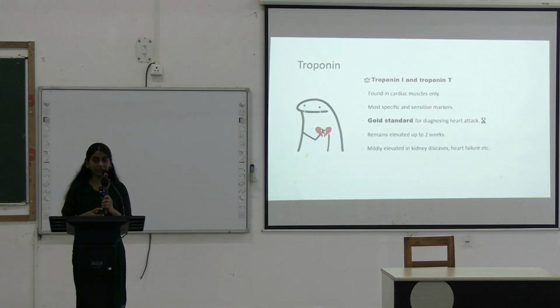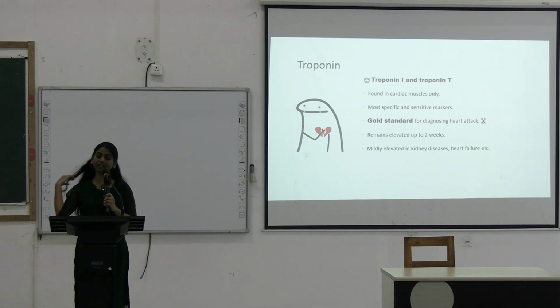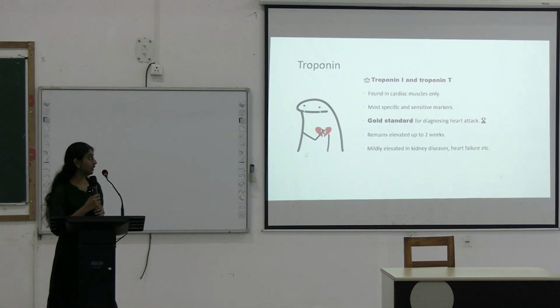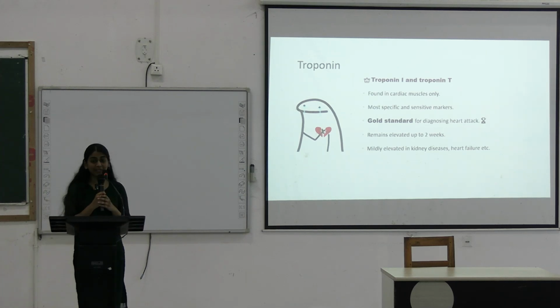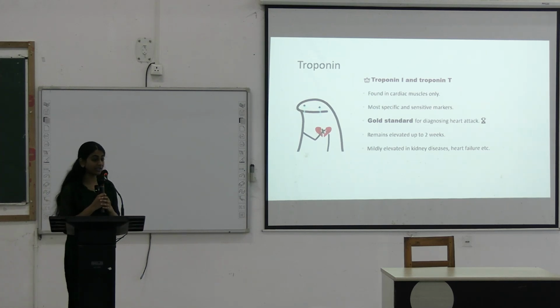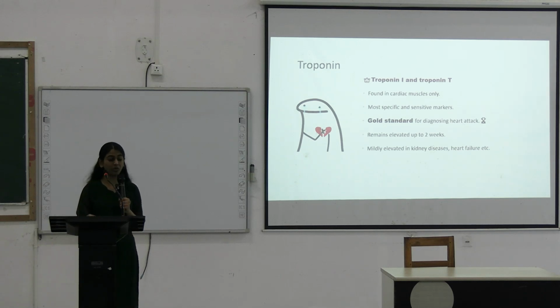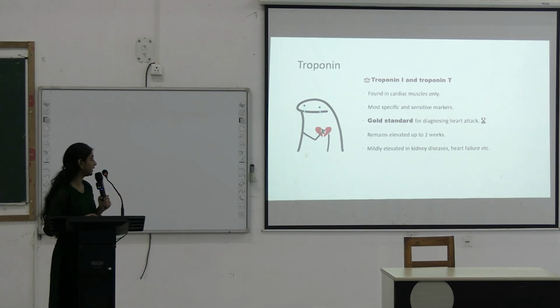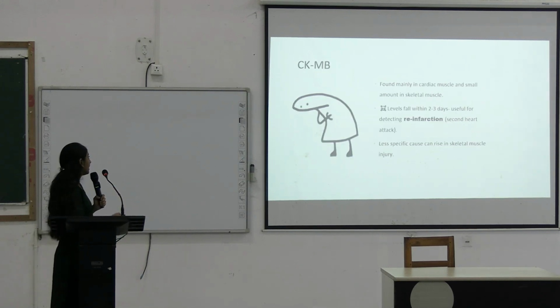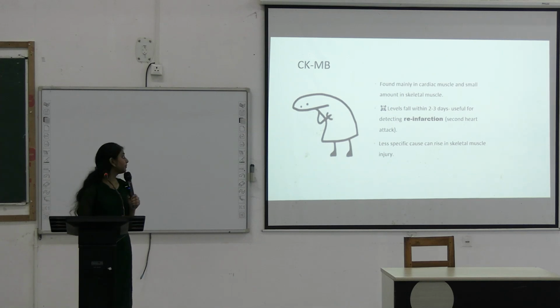Then we have troponin. Troponin is an ideal cardiac marker and is considered the gold standard for diagnosing heart attack, as it is the most specific and sensitive marker and is only found in cardiac muscle cells. It remains elevated for up to 2 weeks, and it is also observed to be mildly elevated in kidney diseases and heart failure.